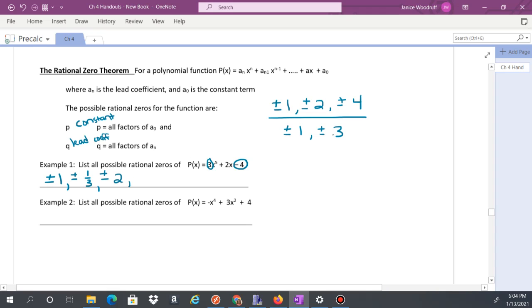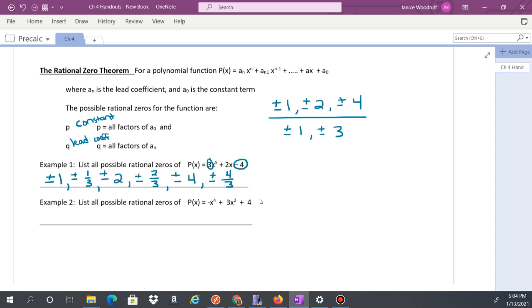And then 2 over 3, which would be plus or minus 2/3. And then 4 over 1, plus or minus 4. And then 4 over 3, plus or minus 4/3. Now, if you didn't have a graphing calculator, then you could take each of those values and plug them in to try and find a zero. Pain in the butt, right? That's why you want to have a graphing calculator.